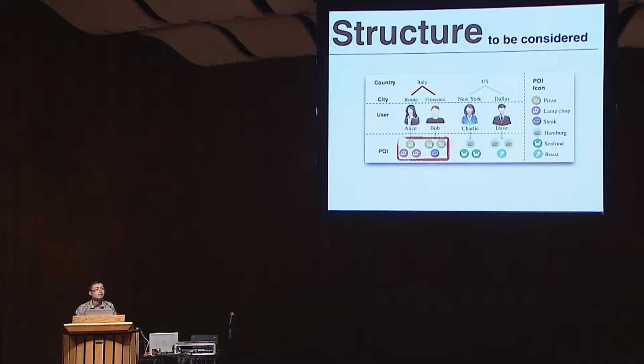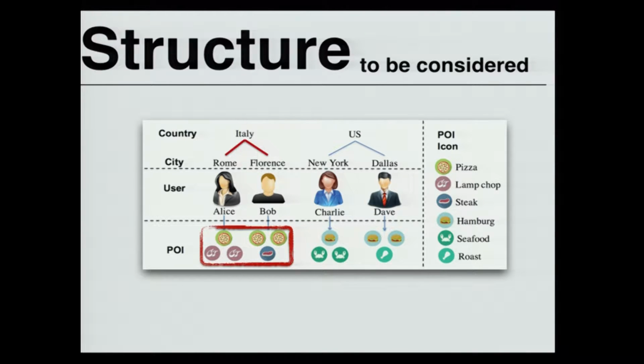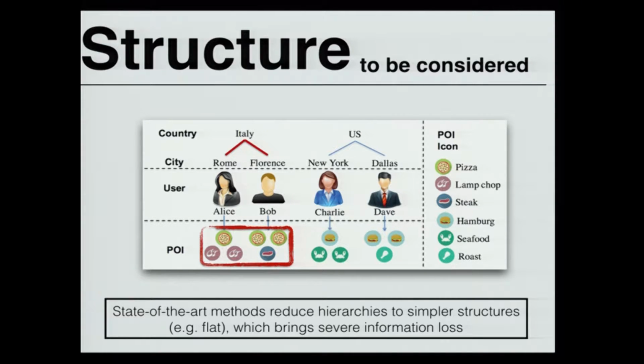On the other hand, the degree of preference for pizza is actually different. And this, to some extent, can be explained by the fact that though they are both Italians, they are from different cities of Italy. Now, this means that the cities, the countries, and the linkage between them are very important. While the state-of-the-art methods usually do this by reducing hierarchies to simpler structures, like flat structures, which can bring severe information loss.